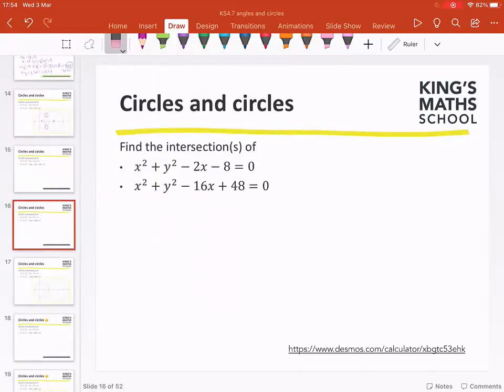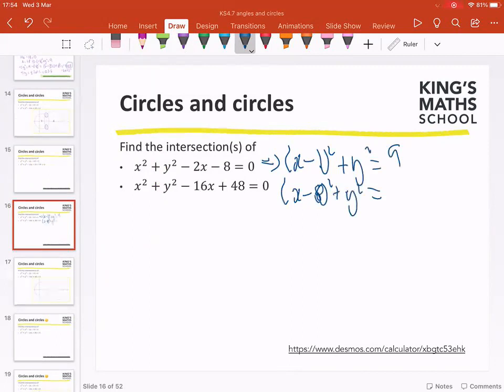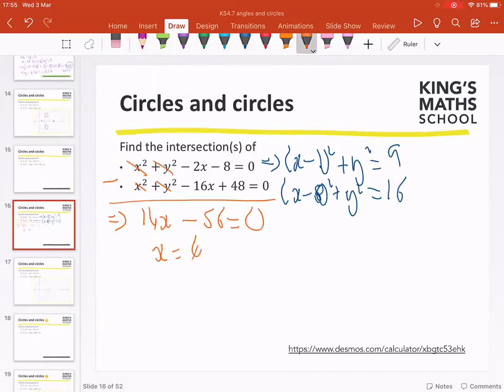So this is x take away 1 squared again plus y squared is 9, and now I've got x take away 8 squared plus y squared is equal to 16. So same radii, but I just shifted the second circle along a bit. So now when I do the subtraction, obviously they're going to cancel again. I'm now going to get 14x, and then negative 8 subtract 48 is negative 56. And so I get x is 4.